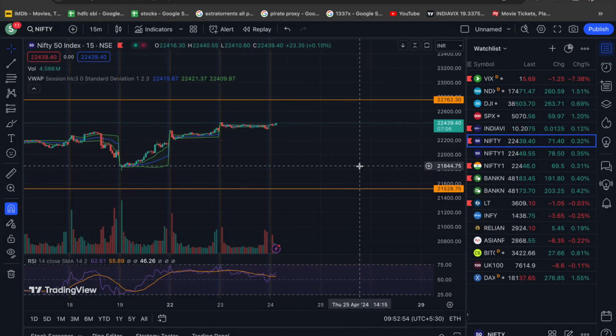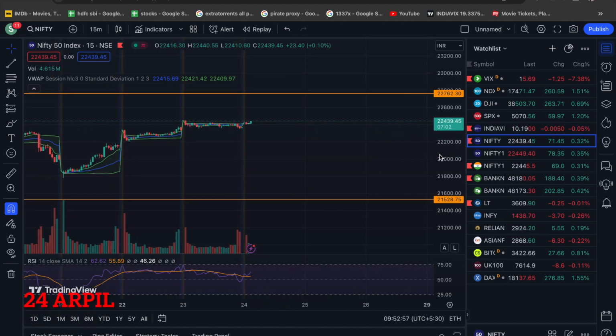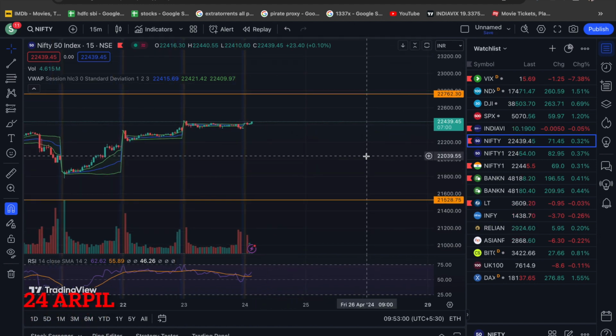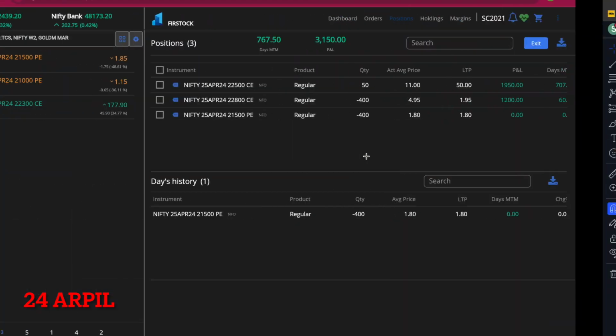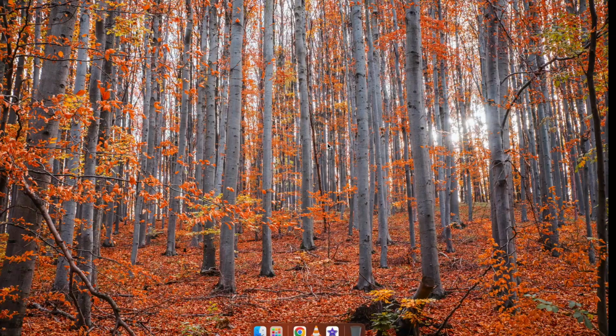Okay, but I see that there is a slight hope that the market will rise up. This is just a hope. So based on this hope, we'll just keep it live. The 22,500 call option, we'll keep it live, and let's see how the market reacts.